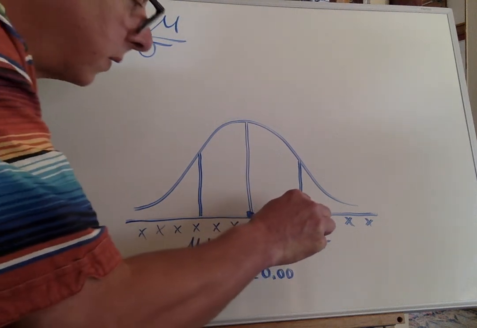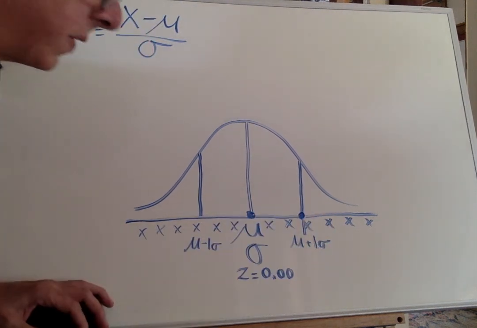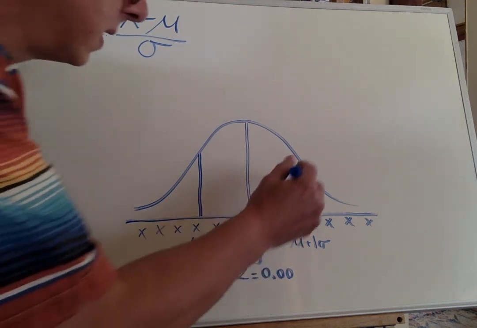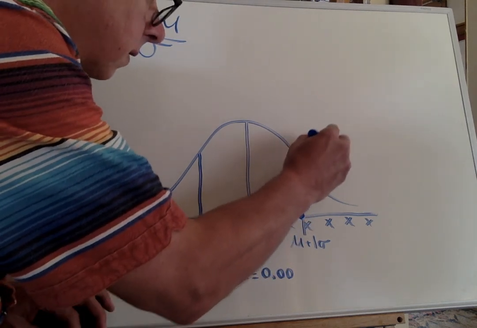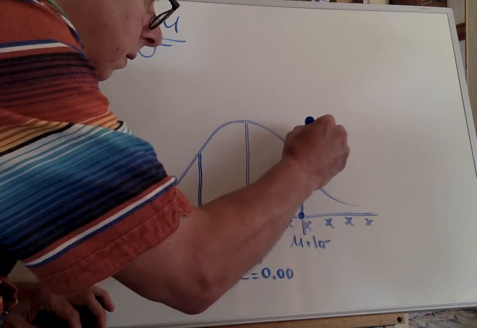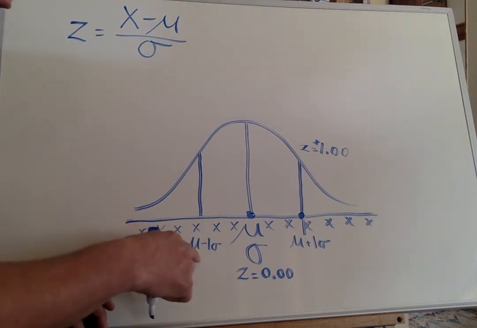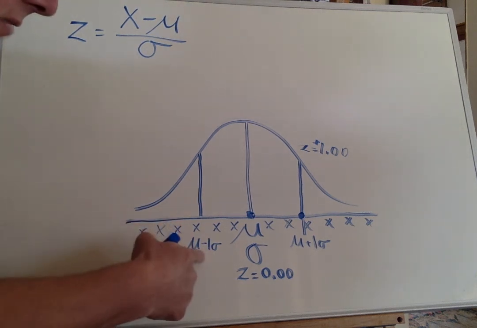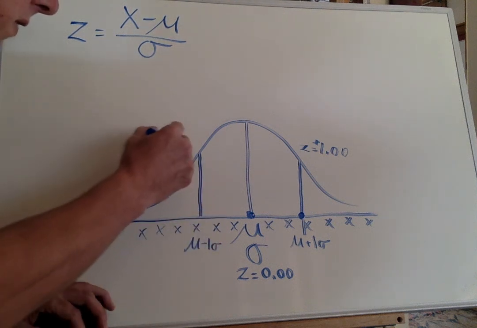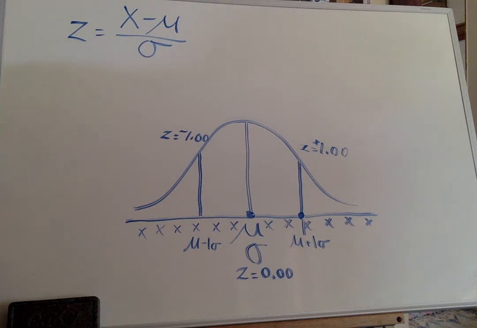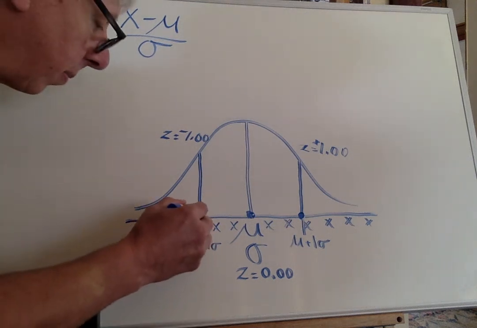Okay, let's go out to this point. If this point represents the mean plus 1 standard deviation, then here my z-score is plus 1. I'm 1 standard deviation above the mean, so my z-score is plus 1. If we go down here, this is the mean minus 1 standard deviation. So in this case, I'm 1 standard deviation below the mean. My z-score is going to be minus 1.